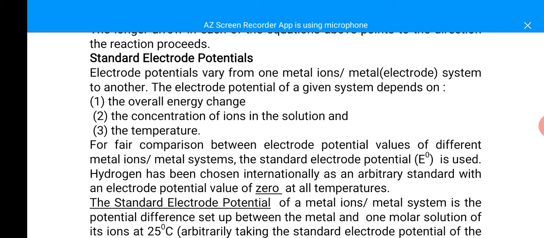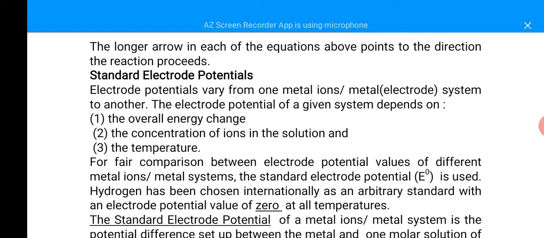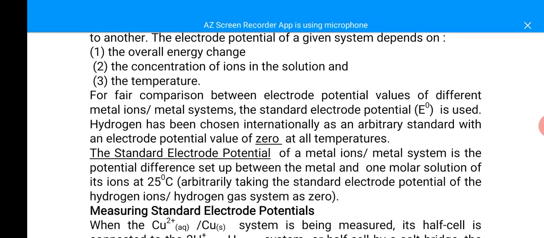Now, hydrogen has been chosen internationally, worldwide, by scientists as an arbitrary standard with an electric potential value of 0 at all temperatures. So if we want to measure the standard electric potential of any metal ion / metal electrode system, we have to take hydrogen as the standard so that it can be possible for us to do the what? To do the measurement. Now, if you measure the electric potential of a particular metal ion or metal system, the value we get will be the standard electrode potential, having taken hydrogen as the standard.